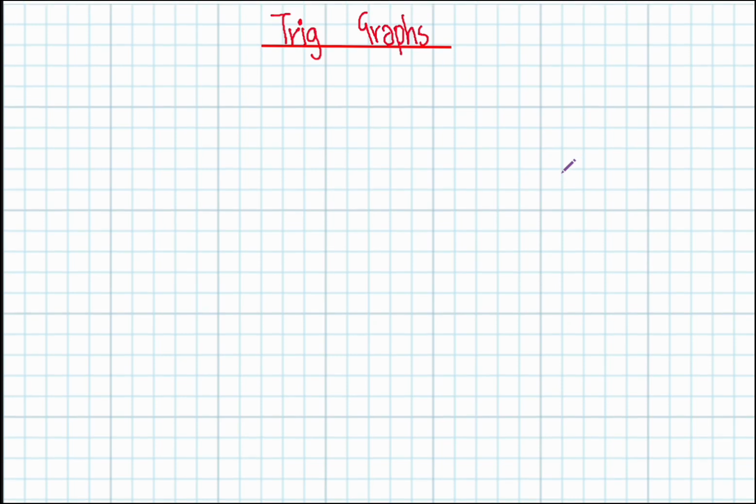Okay, so let's look at trigonometric graphs. We know we have the main functions. We have sine, so I'm going to write sine of x. We have cosine of x, and then we have the tangent of x. So we're going to look at just these three graphs, and we're going to see how we use these graphs to solve equations. So let's draw our y and x axis first.